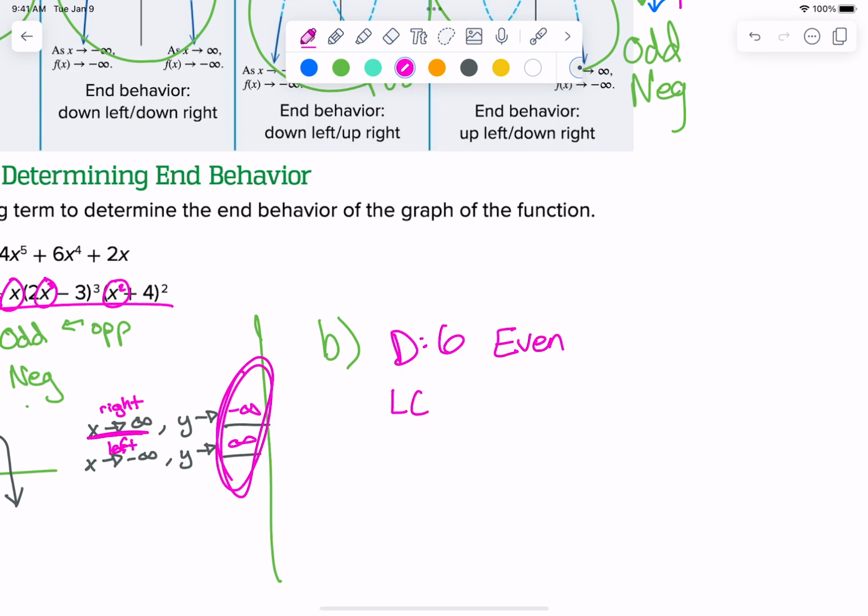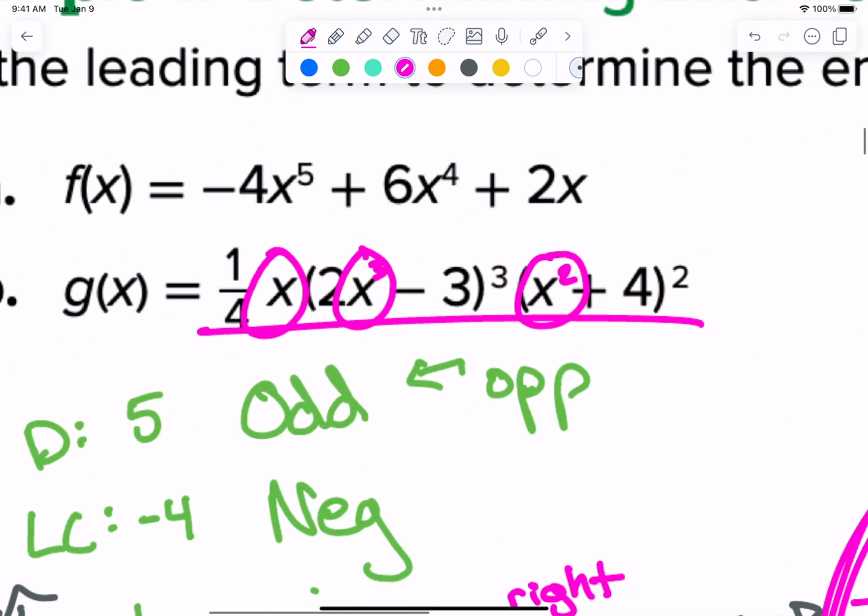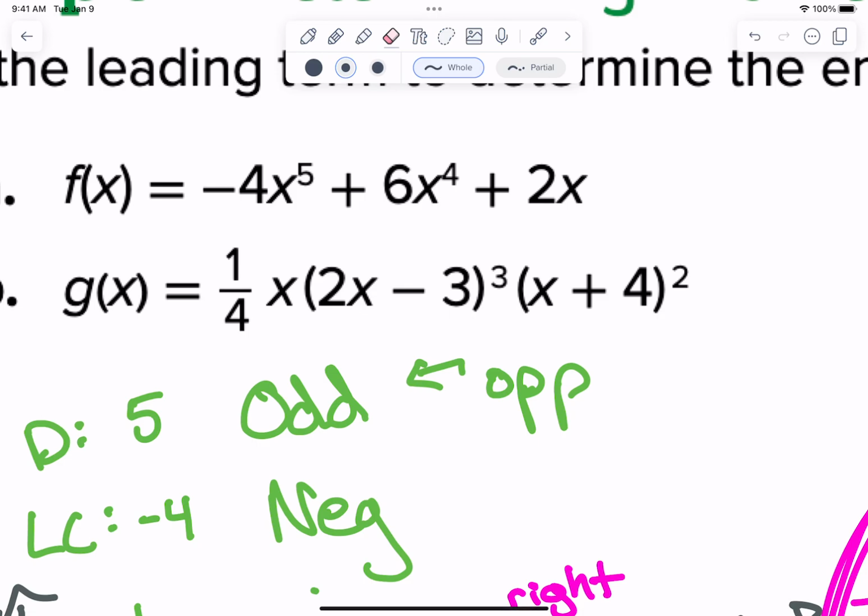The leading coefficient. I don't necessarily know the leading coefficient until I multiply it out. I could figure it out, right? This number is 2, this number is 1. But this number is really not 2, it's actually 8, because 2 to the 3rd power is 8. This number is 1, or 1 squared, which is still 1. So 8 times 1 times 1/4, my leading coefficient is 2. Do you see how that is?